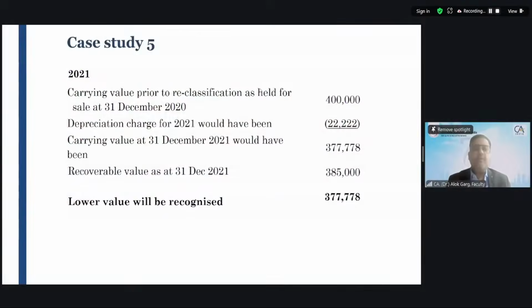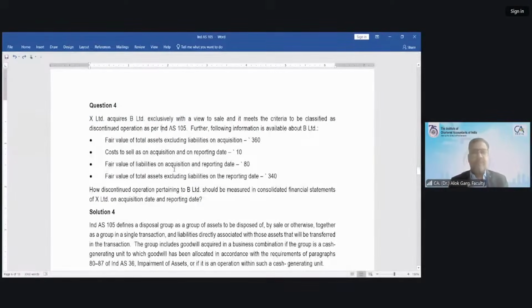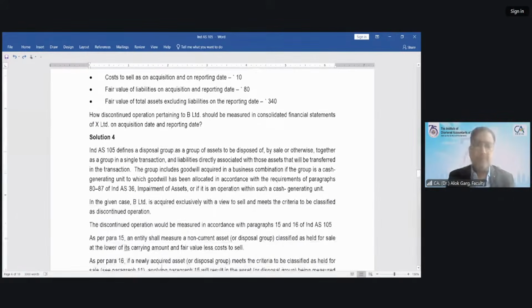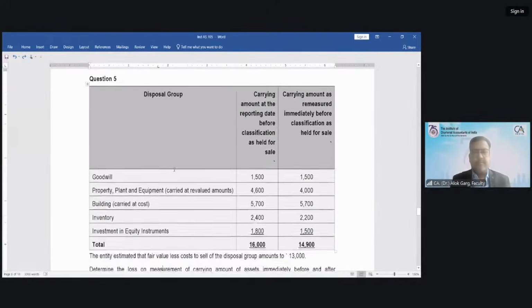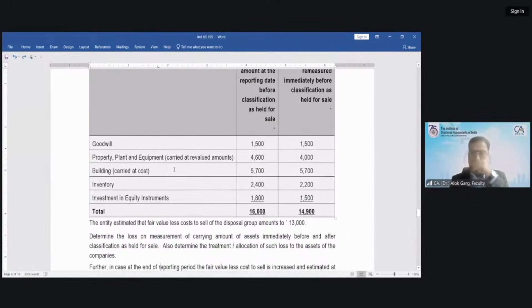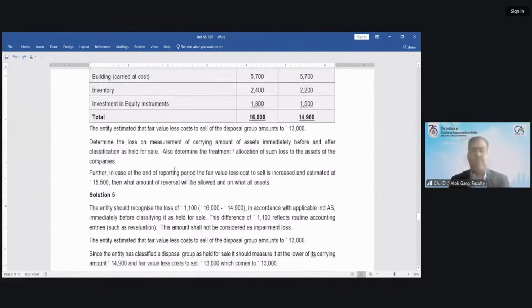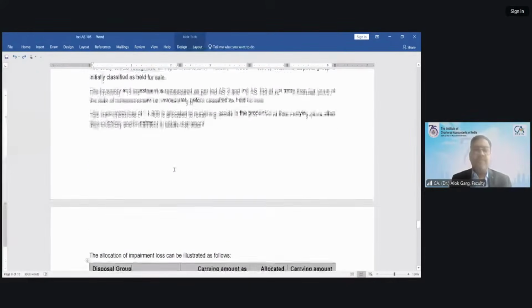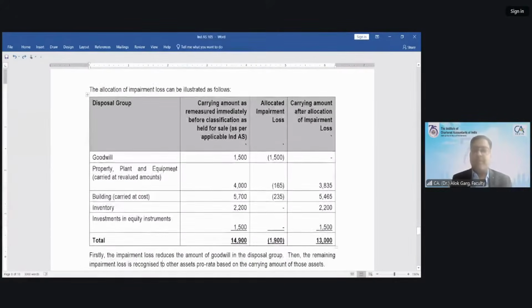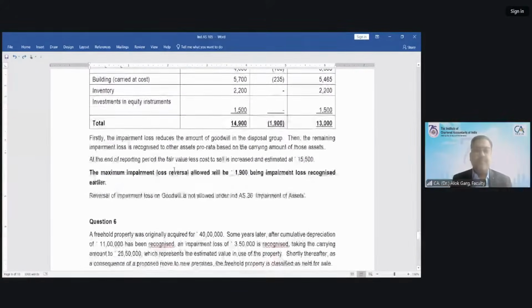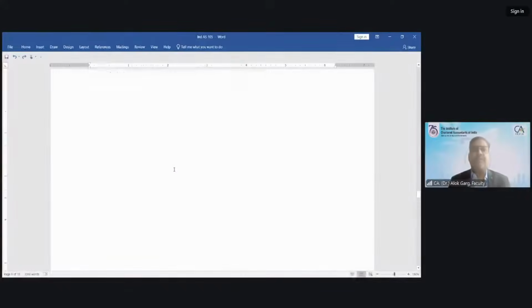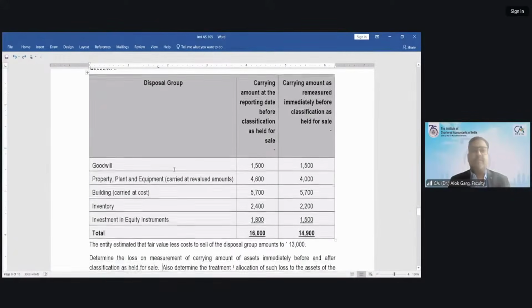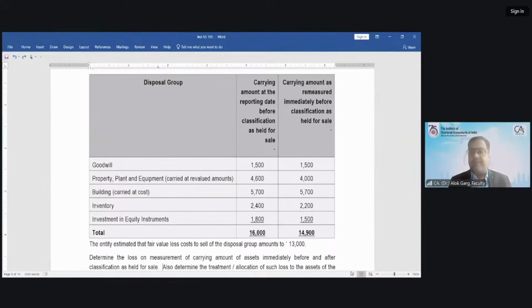So let's discuss a question. Quickly discuss a question, question number 5, again on disposal group. And then we'll move to another question. Question number 5.